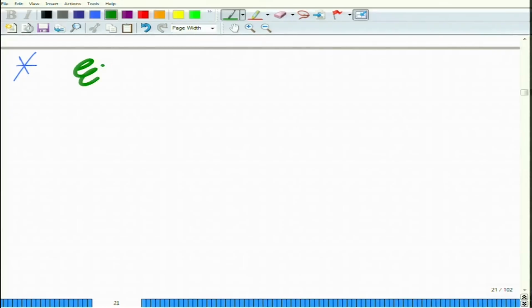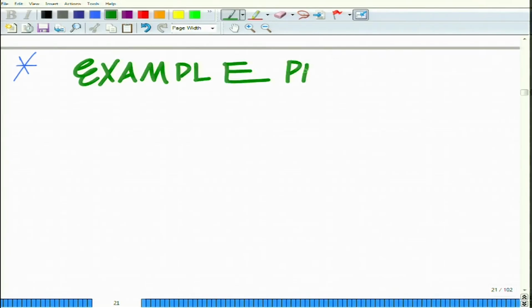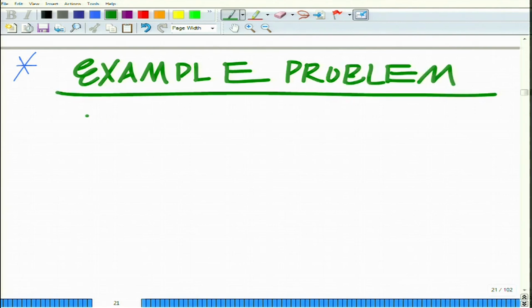Hello, welcome to another module in this massive open online course. So we are looking at example problems for the Laplace transform. Let us do a few more, or in fact one or two more, and then we'll go on to a new topic. So I want to start with another example problem for the Laplace transform.